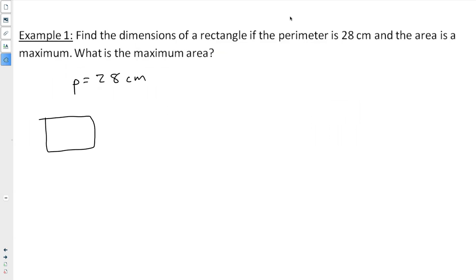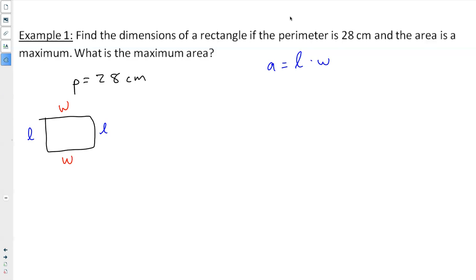for a rectangle, we're going to have two lengths and also two widths. Right? And we're also asked to find area. So we know area of a rectangle is equal to length times the width. Okay, so we know the perimeter is 28 centimeters. So let's go ahead and start there.